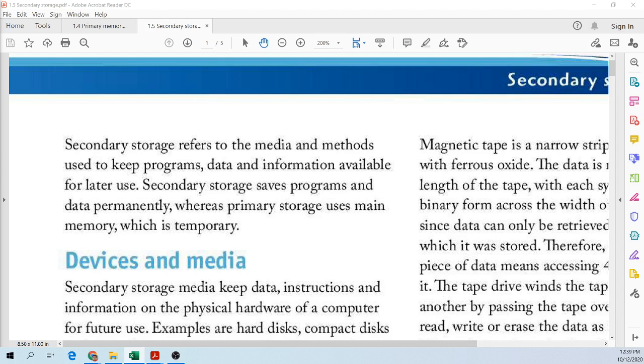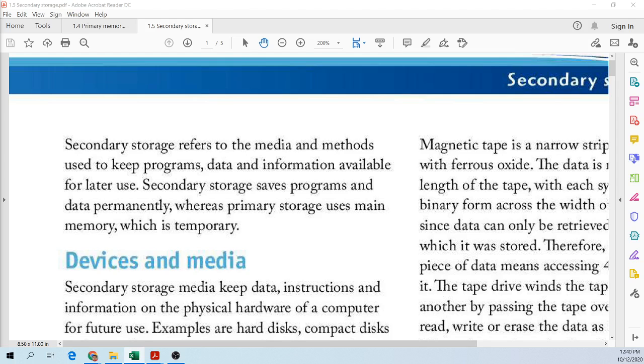Secondary storage refers to the media and methods used to keep programs, data, and information available for later use. Secondary storage saves programs and data permanently, whereas primary storage uses main memory, which is temporary.